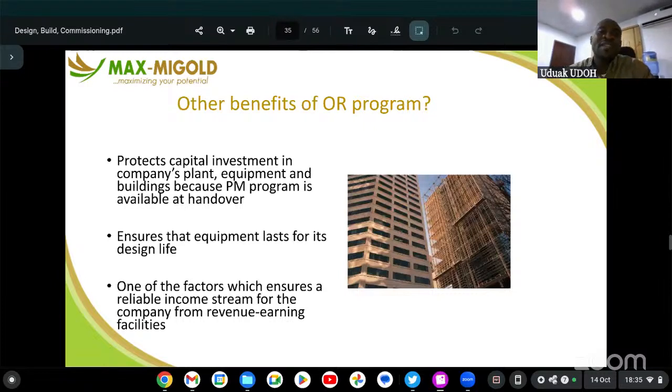It protects capital investment in the company's plant, equipment and buildings, because the preventive maintenance program is available at handover. It also ensures that operational readiness is key at all times, because equipment lasts long when it is managed well. For instance, your generator. Imagine you running your generator back to back for hours, above 200 hours, the mileage is getting increased to 350 hours, and you've not serviced that gen. And you want that gen to last for you. It's not possible. In fact, you'll be having a series of breakdowns. And these are things we need to avert on our side.